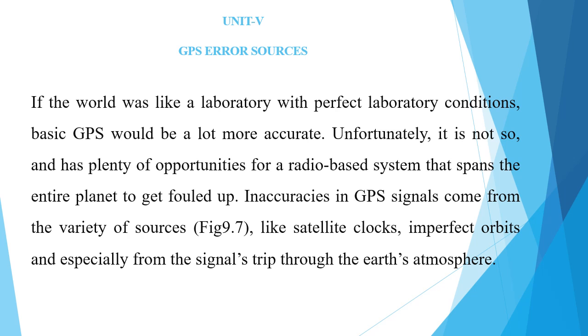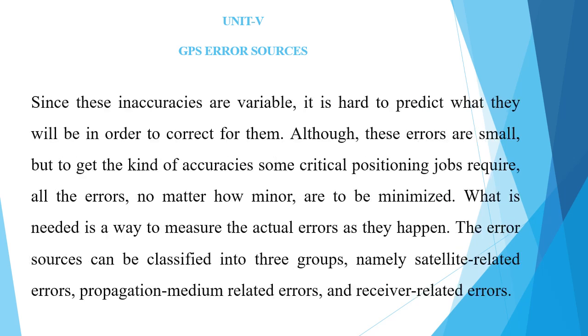Inaccuracies in the GPS signal come from a variety of sources like satellite clocks, imperfect orbits, and especially from the signal passing through the Earth's atmosphere. Since these inaccuracies are variable, it is hard to predict what they will be in order to correct for them.